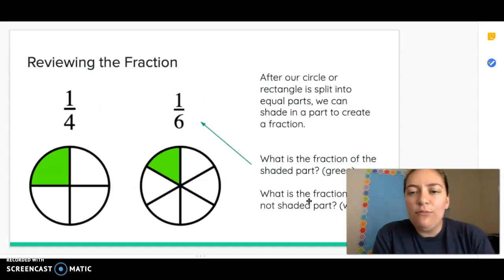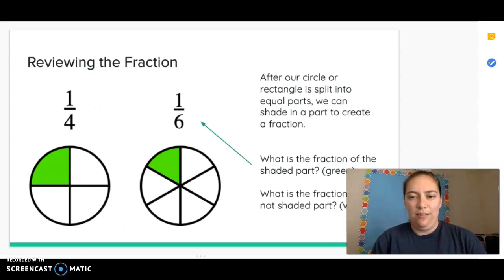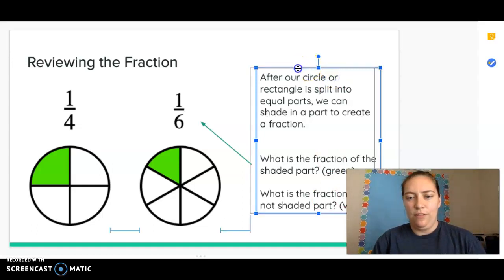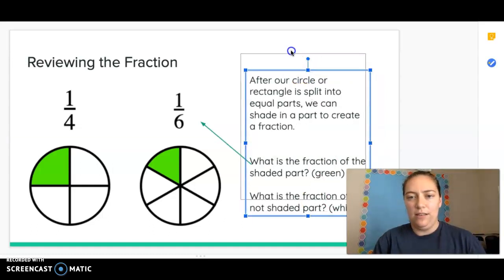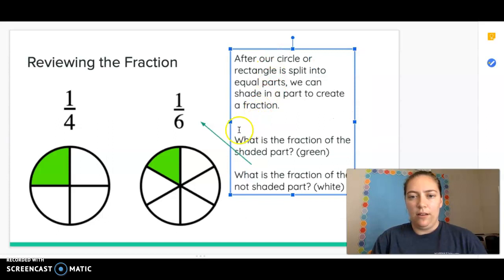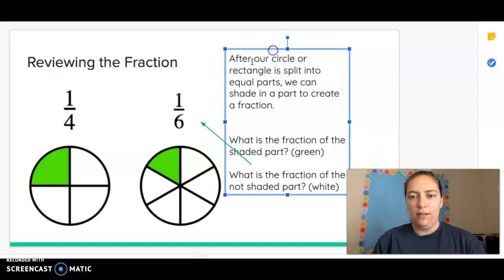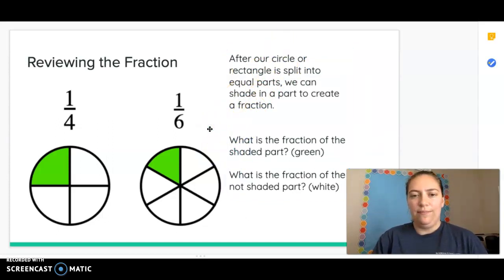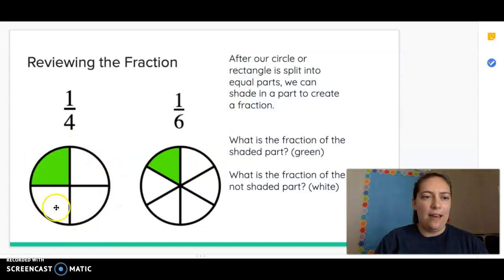Alright, going on with reviewing the fraction. Let's see if I can move this over a little bit so you can see it. There you go. Most of it. Get rid of that arrow. Okay, so here I have a shape and model part of a fraction.